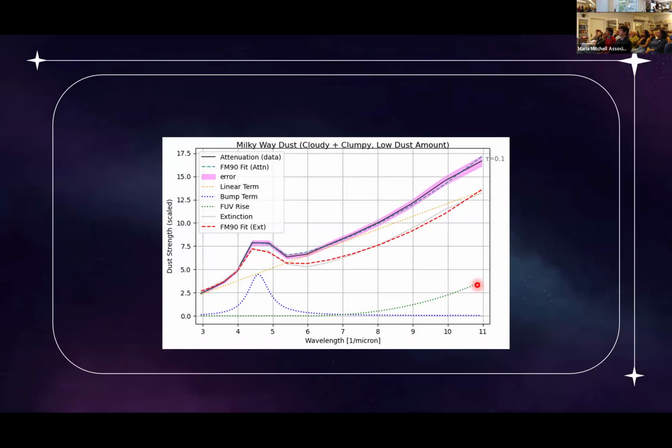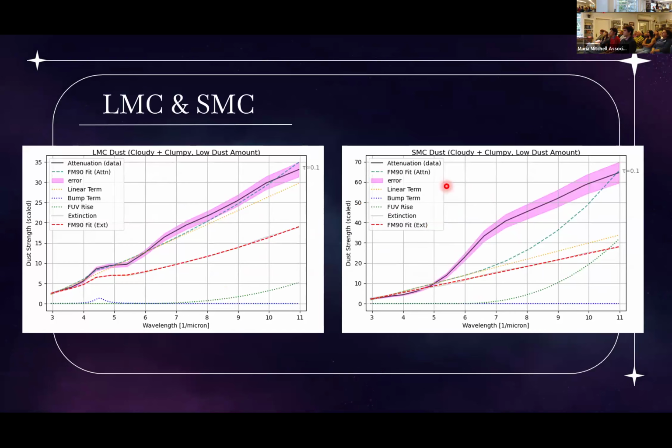But let's remind ourselves what a good fit looks like. Here is a Milky Way again for a cloudy, clumpy geometry with low dust amounts. And you can see that it's fitting it very well. The bump is there, everything's within the error bars. But when we move to the LMC and SMC, that's where the picture gets a bit messier. The fits are not nearly as good, as you can see.